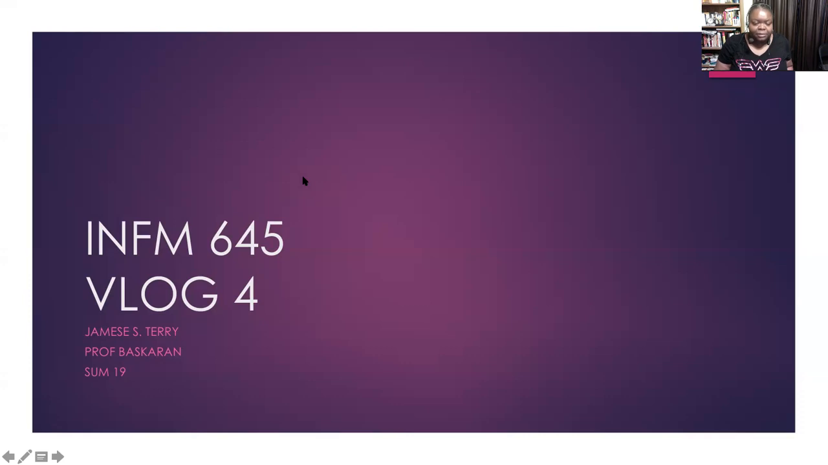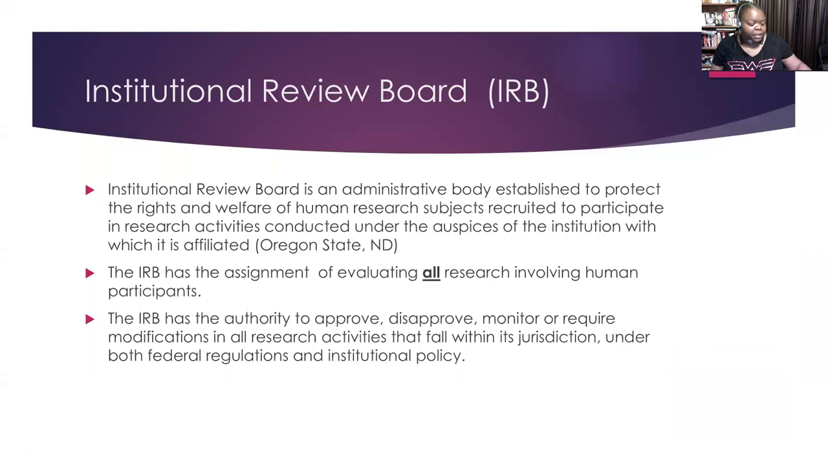This week we were tasked with reviewing a sample IRB application and focusing on three areas that it focuses on. The IRB is the Institutional Review Board's application process. They're the administrative body that is established to protect the rights and welfare of human research subjects recruited to participate in research activities conducted under the auspices of the institution with which it's affiliated. My reference for that is from Oregon State's website.